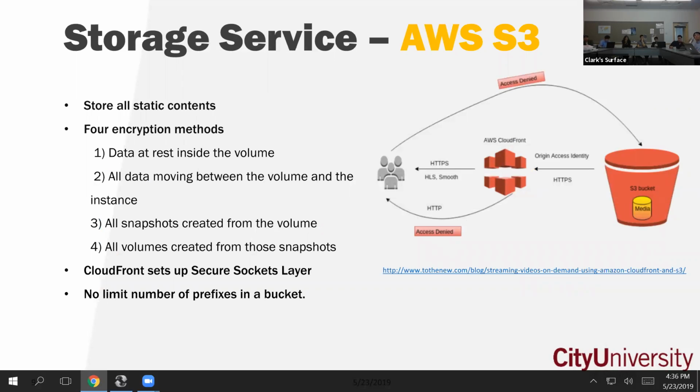In our research with AWS, S3 is usually your storage. Think of it like your Dropbox or Google Drive. You just put stuff there, static files. This bucket has four encryption methods. One is data at rest inside the volume, all data moving between the volume and the instance, which is encryption in transit, and all snapshots created for a volume and all volumes created from those snapshots. With the help of CloudFront, our content delivery network, you can set up your secure sockets layer, the SSL, and then HTTPS. There is no limit on the number of prefixes in a bucket. I have yet to look more into what the prefix is.